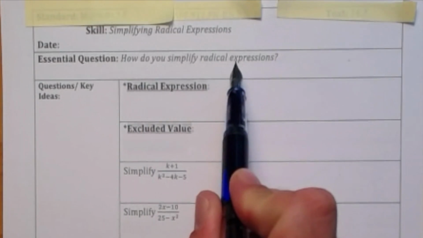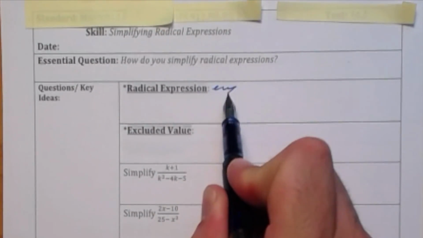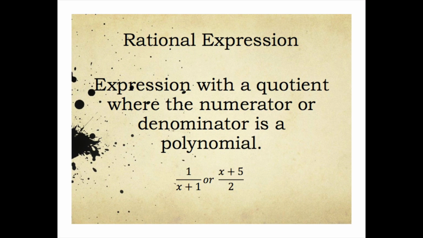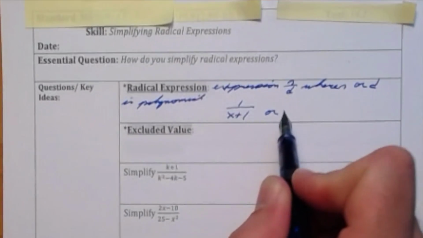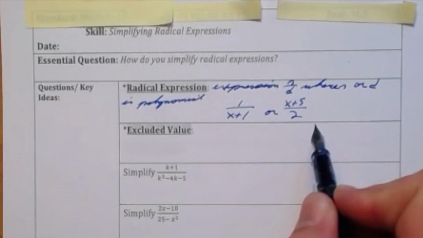Simplifying radical expressions, or how do you simplify a radical expression? A radical expression is an expression within a fraction n over d where the numerator or denominator is a polynomial. For example, 1 over x plus 1 or x plus 5 over 2.